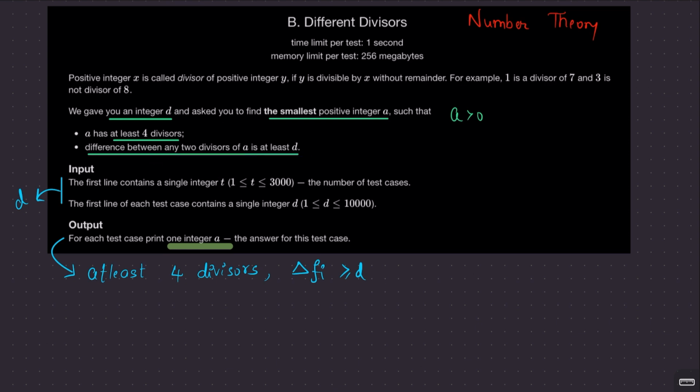So the question is very simple. We are given a positive integer d, and what we want to output is the smallest positive integer a, that is a greater than 0, such that it has at least 4 divisors and the difference between any two divisors or factors is greater than or equal to d. So that's the question for you.